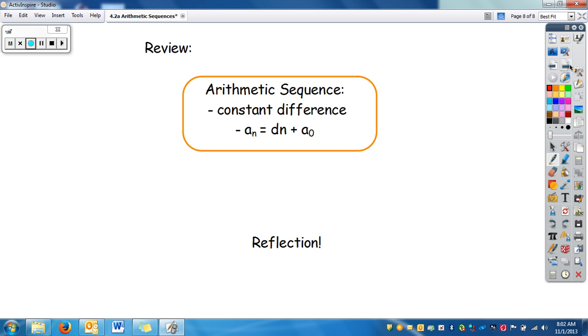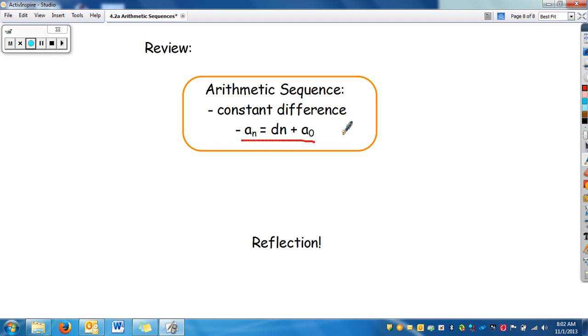Alright, so to review, arithmetic sequences are only when they go up by a constant difference. You either add or subtract. And then make sure you have this down of how to write the explicit rule for arithmetic series.